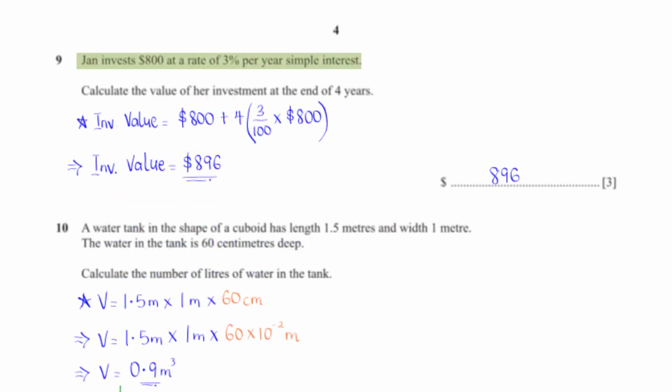Jan invests $800 at a rate of 3% per year simple interest. Calculate the value of her investment at the end of 4 years. So her total investment value will be equal to her principal, which is $800, plus 3% of the principal, which is $800, multiplied by 4. And when we type this into the calculator, we get $896.